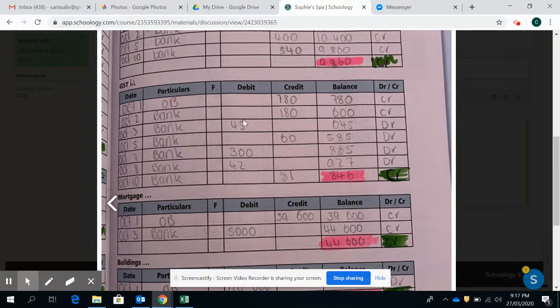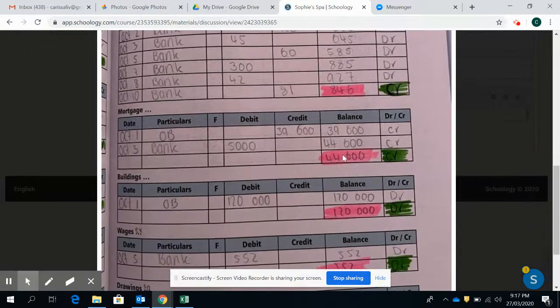So you need to remember if the signs are the same, i.e. it's a credit and a credit, we add it. If it's a credit and a debit, so it's opposite, then we minus it. So you need to apply that here.